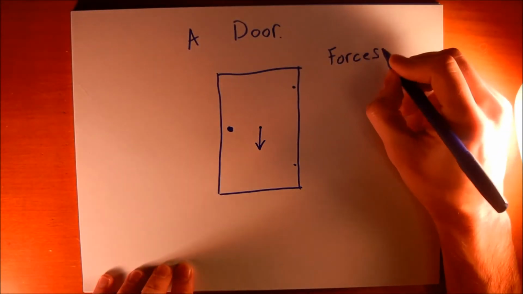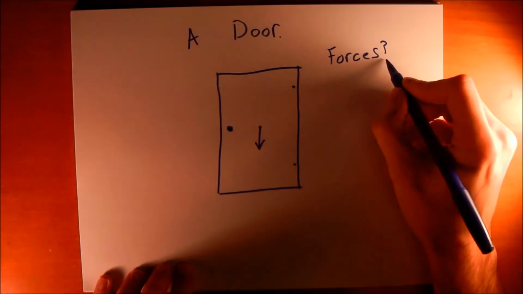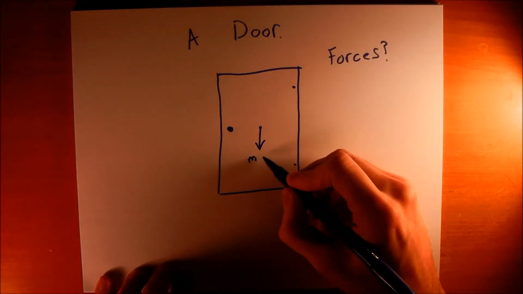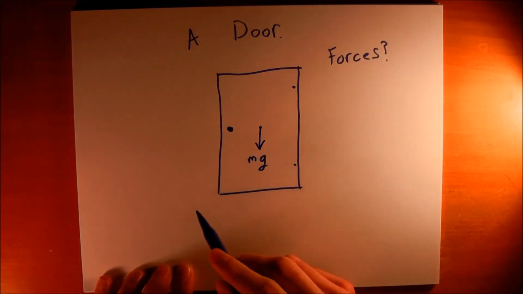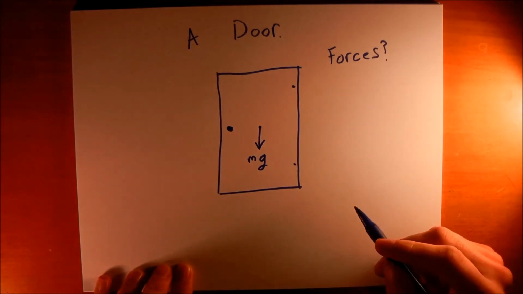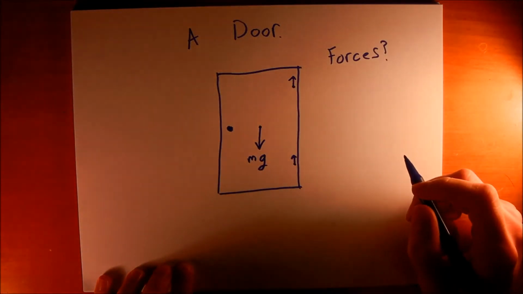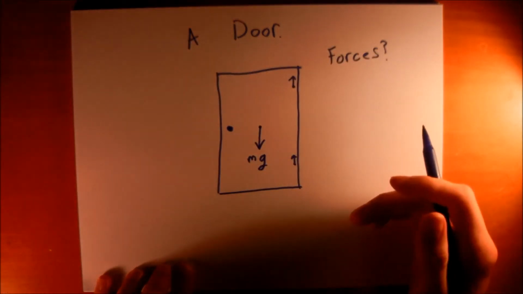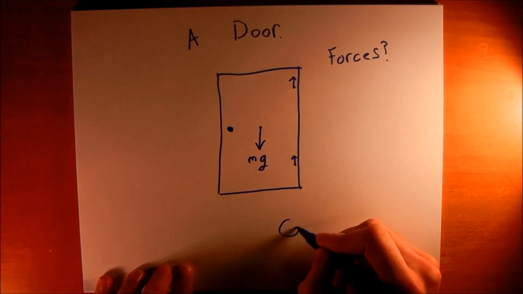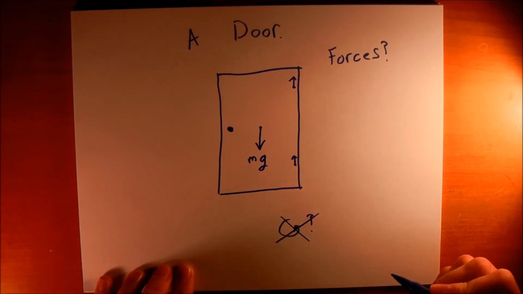So, what are the forces on these hinges? We can see there's got to be some upward forces, otherwise the door would just start moving downwards. We'll also assume that the upward forces on the hinges are split evenly between the two. But this can't be all the forces. If that were the case, the door would start to spin in a counterclockwise direction because there's all these upward forces on the right side.